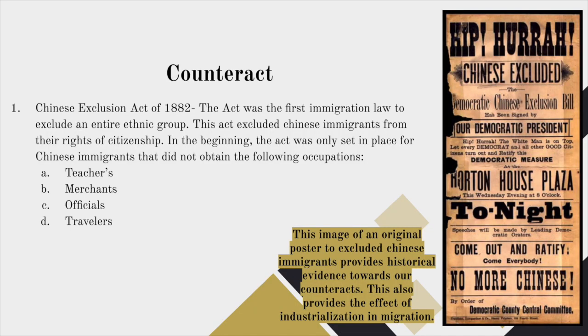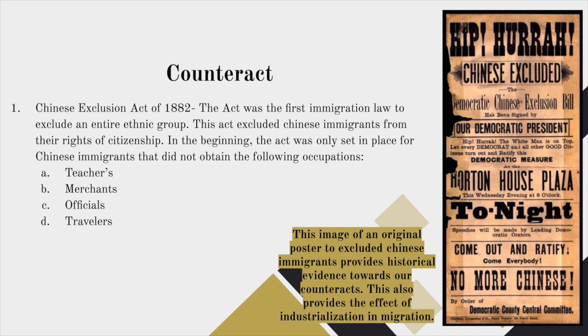One counteract of migration was the Chinese Exclusion Act of 1882. The act was the first immigration law to exclude an entire ethnic group, which was Chinese immigrants. This act excluded the immigrants from their rights of citizenship. In the beginning, the act was only set in place for Chinese immigrants who did not hold the occupations of a teacher, merchant, official, or traveler.